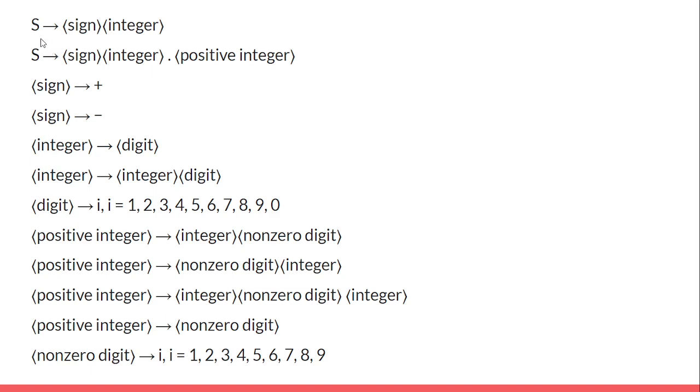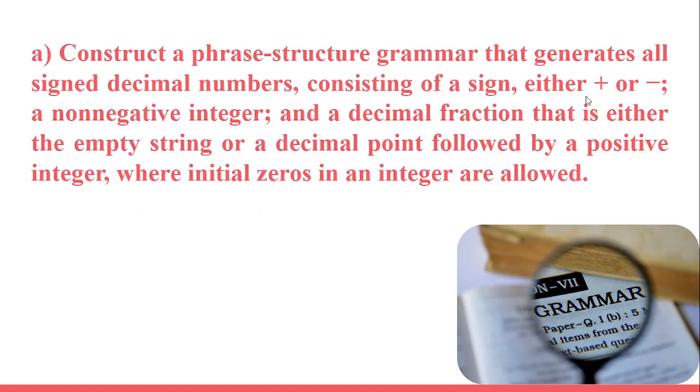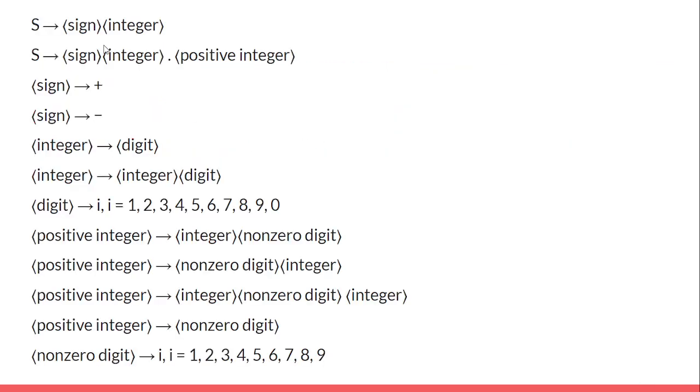S is the start symbol. As we require a sign at the start, we can replace S with sign and integer. As we are given, we have to use a sign, either plus or minus, at the start, and we can have a non-negative integer. So first we can replace the start symbol with a sign and integer.